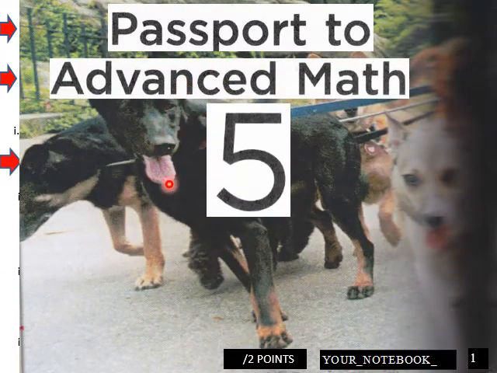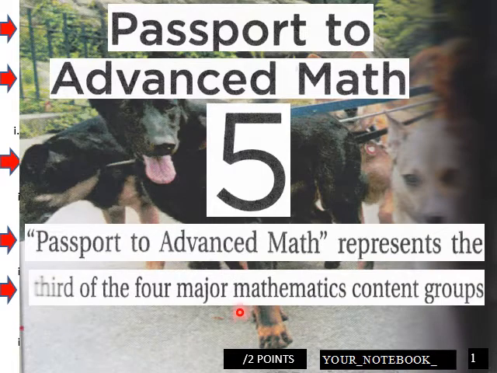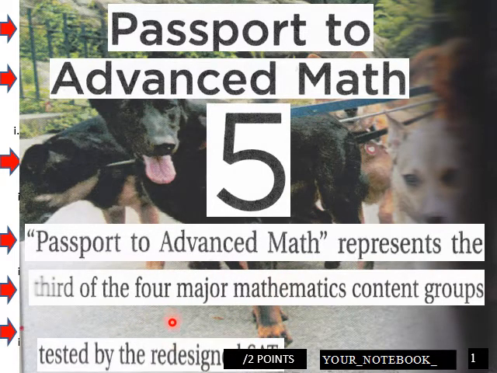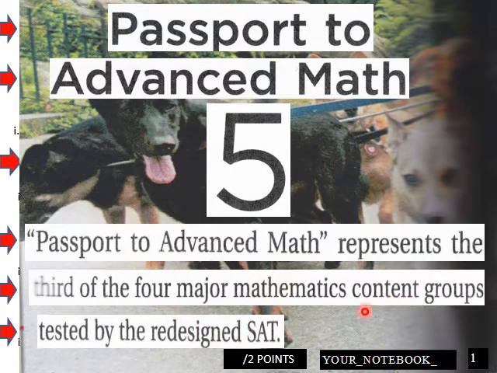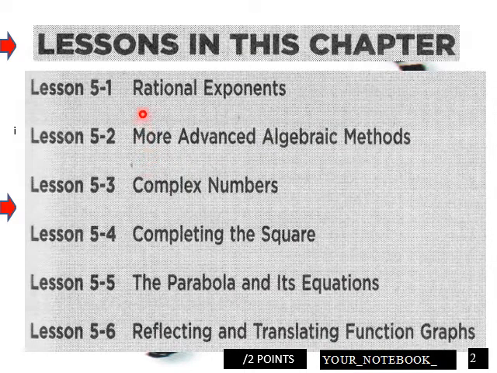Passport to Advanced Math. Chapter 5, Passport to Advanced Math represents the third of the four major mathematics content groups tested on the redesigned SAT. This is what's in this chapter here.